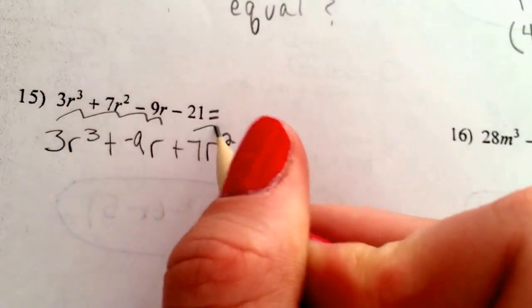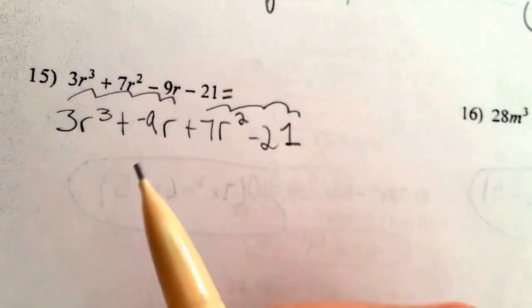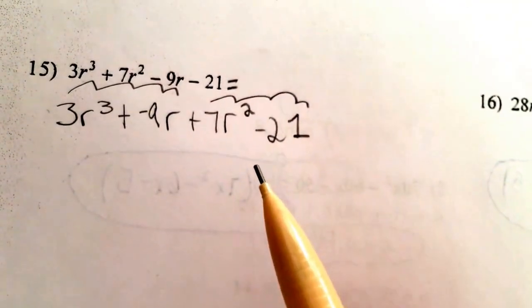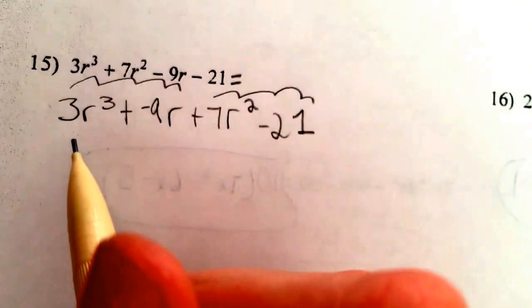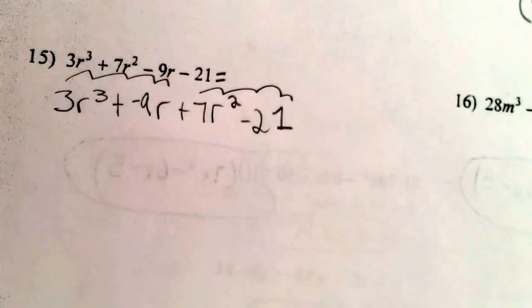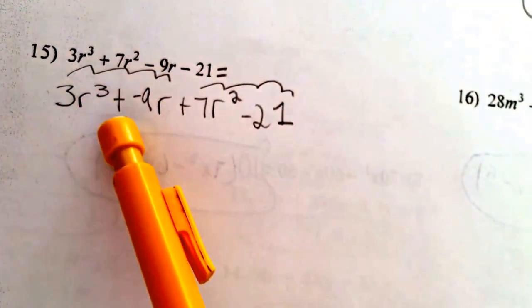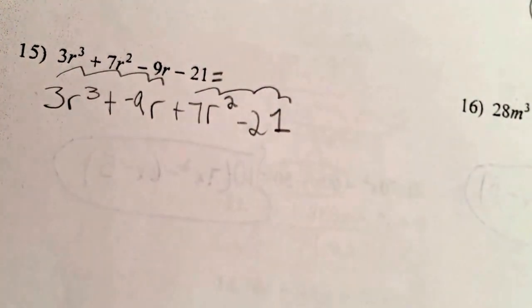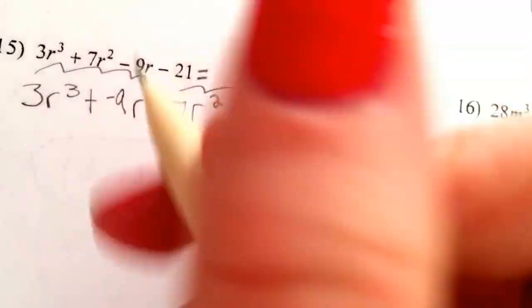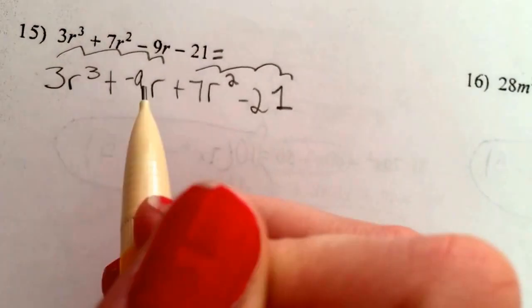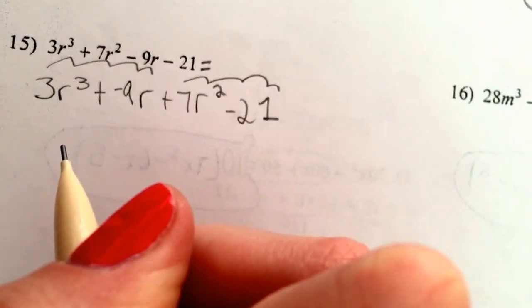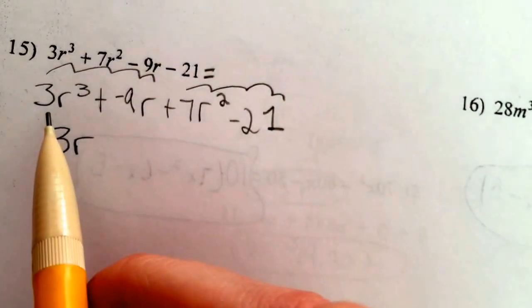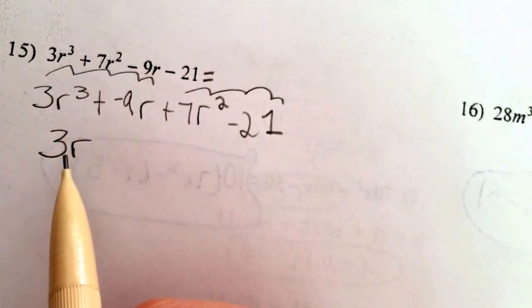We're going to group 3r to the third and negative 9r, and then we're going to group 7r to the second minus 21. We are again going to find the greatest common factor of this group, the 3r to the third minus 9r, and then we will factor it. The greatest common factor for these two terms is going to be 3r, because 3 is a factor of both and r is a factor of both.